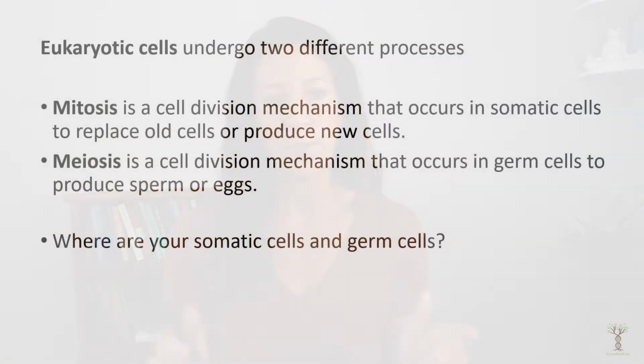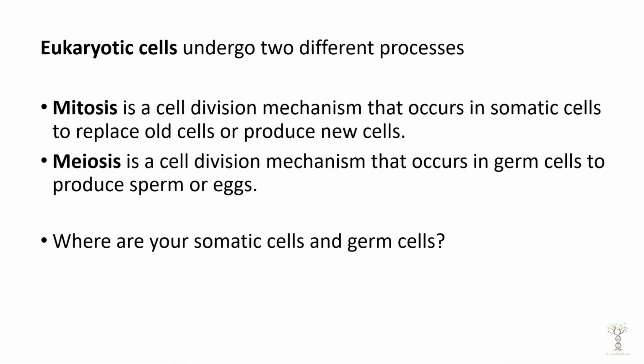So the process is a little bit different and there's multiple steps. A couple of things that I want to point out before we begin the steps of mitosis. We have two processes in eukaryotic cells. Mitosis, which is what we're going to look at in this video, but we also have meiosis, a slightly different process we'll look at in a different video, and this is how we produce sperm or eggs. So we are focusing on mitosis.